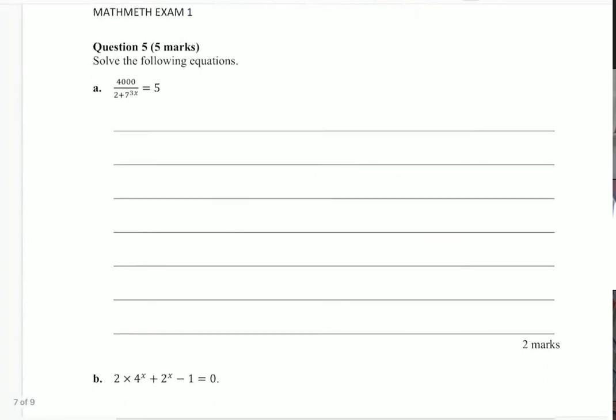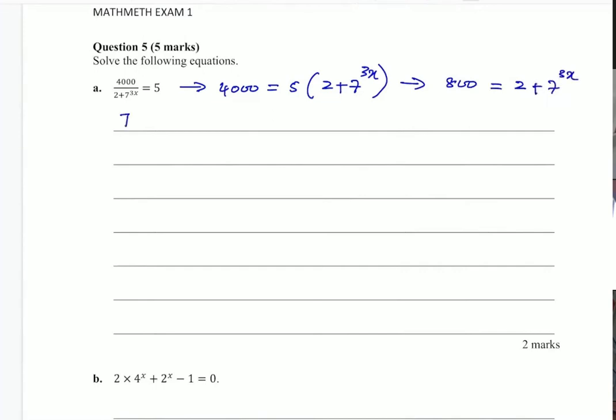Now solve the following. If you cross multiply, 5 times 2 plus 7 to the power 3x, then you can divide by 5. If you divide by 5, it's going to be 800, so 2 plus 7 to the power 3x. Then it's going to be 798 is equal to 7 to the power 3x. Now your goal is to write this in terms of 7 to the power something, p. 7 to the power what will give you 798?